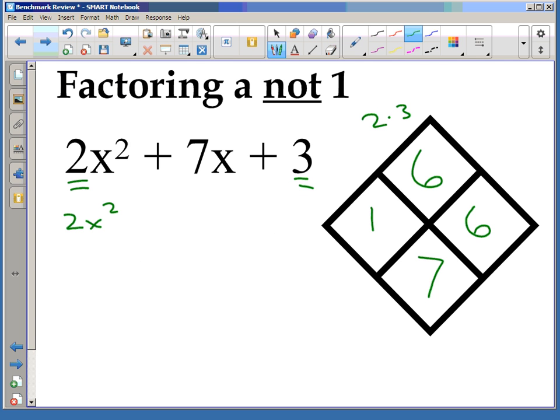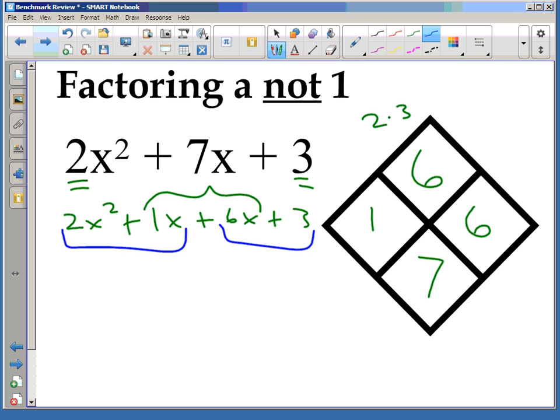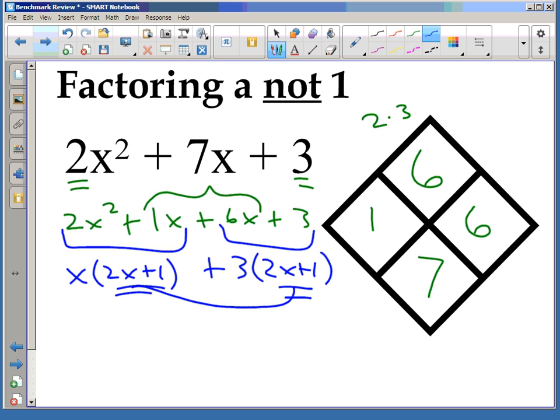We rewrite 2x squared, and then the 7x becomes a 1x plus 6x, and then bring down the 3. So we haven't changed the values here in total, but we've just split up the 7. Now we can split up the first two and do some factoring, and the last two. They both have an x in the front, leaving 2x plus 1. On the back, we have a 3, leaving 2x plus 1. And as confirmation, we see the same binomial here. We can factor that out.